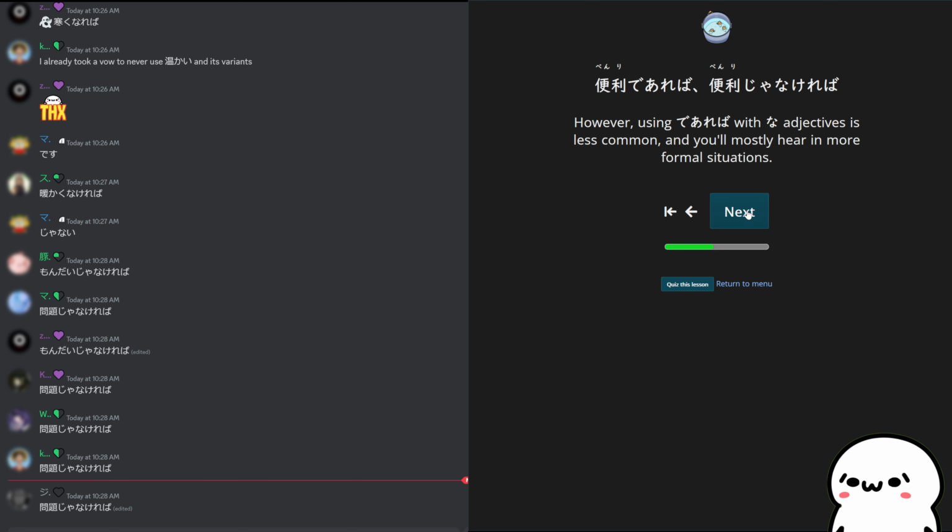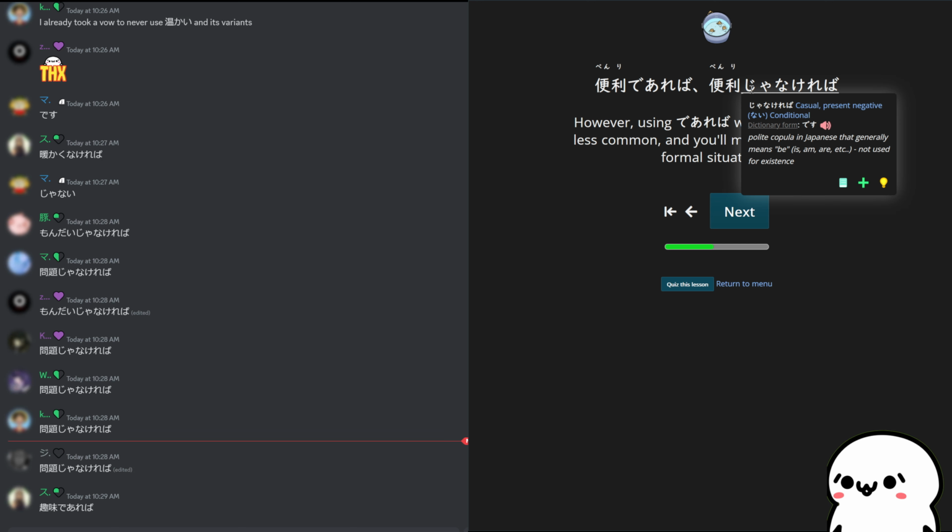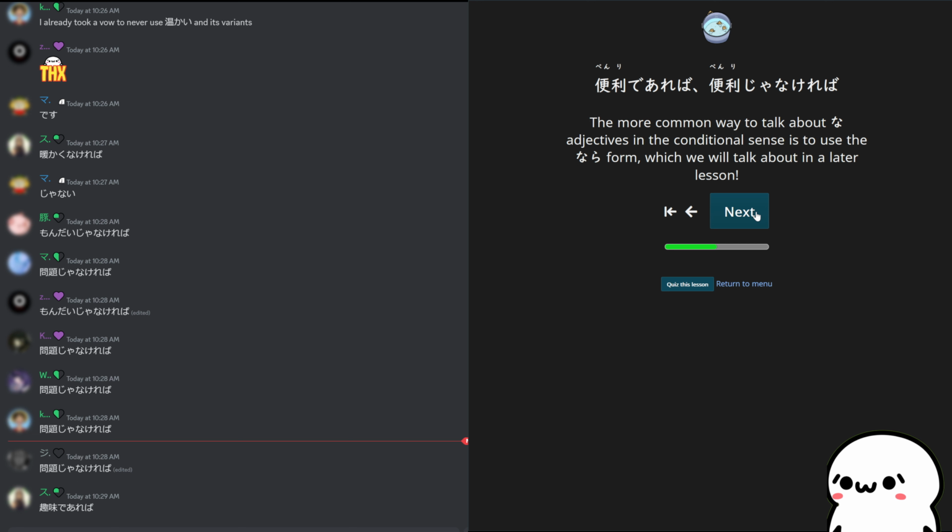It sounds a bit formal, a bit stilted, and there's another form, nara, because why have one or two conditionals when you can have 1,000? There's another form that you hear more often. This negative form you do here. But the nara one, we'll talk about later. If we talked about all the conditionals at once, we'd never make it out. We would all die of old age before the lesson ended.